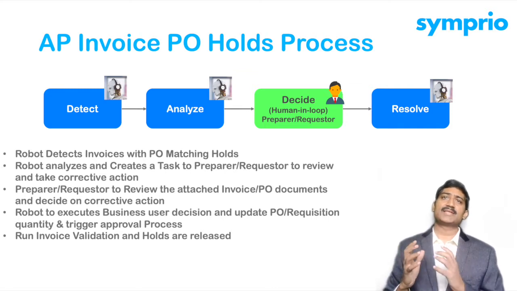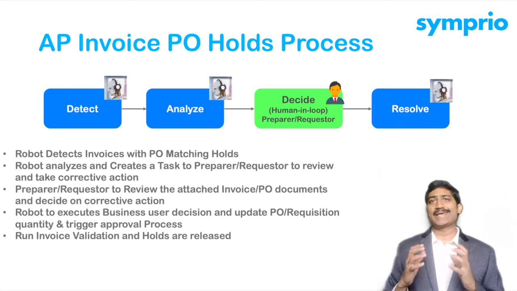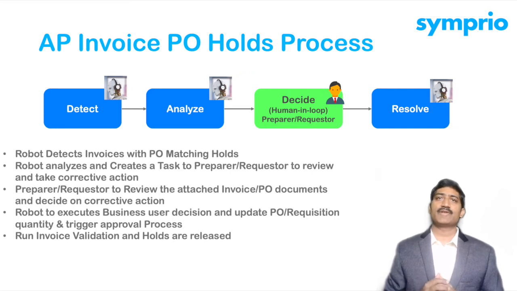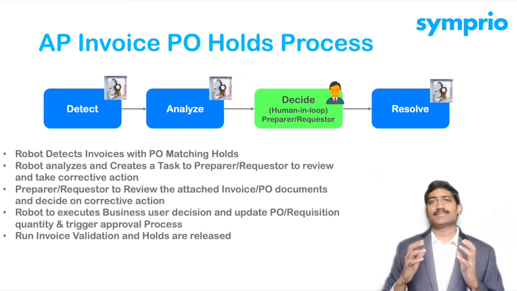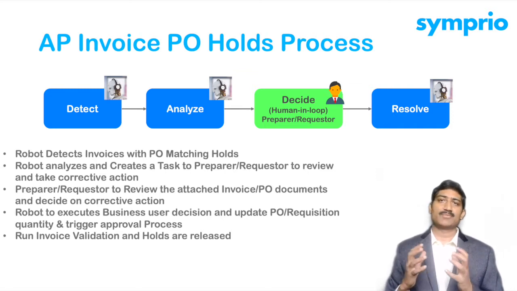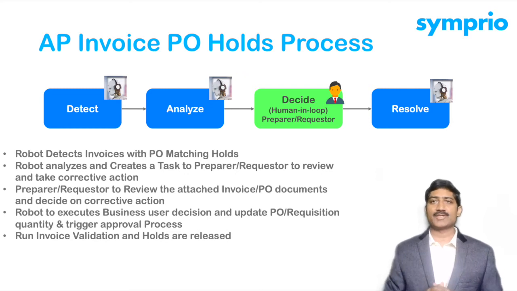There are around 33 possible AP holds. The robot can resolve most of these issues with a human in the loop. Here are a few common causes. One, PO matching holds are the most commonly occurring ones, for example, quantity billed exceeds quantity ordered. Two, invoice holds relating to invoice information. Three, invoice line holds.